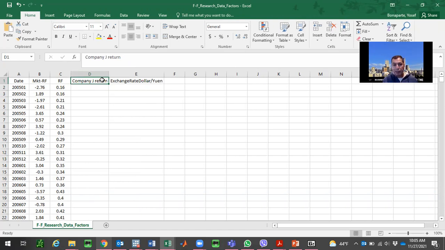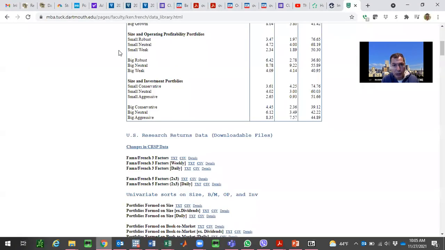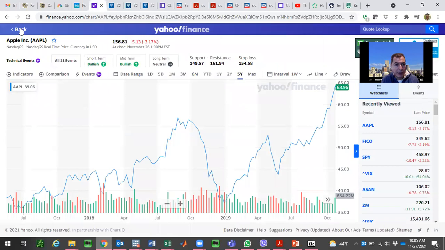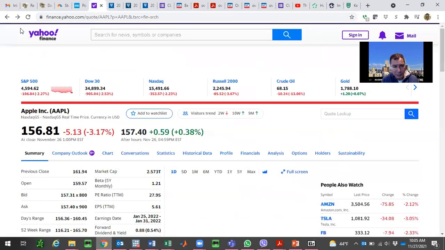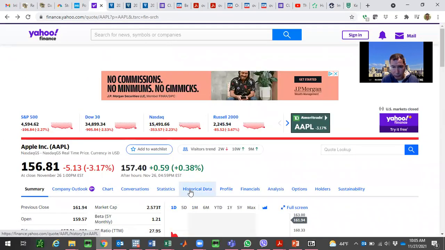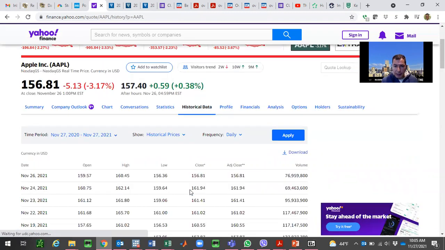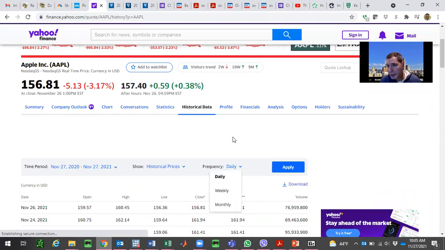So company G is going to be Apple in this case, and the exchange rate. We need to collect these two data sets from 2005, and then we're all done. All right, let's do that. Where are we going to go? We're going to go to Yahoo Finance. Thanks, Yahoo Finance, for making this available. Our data is monthly.